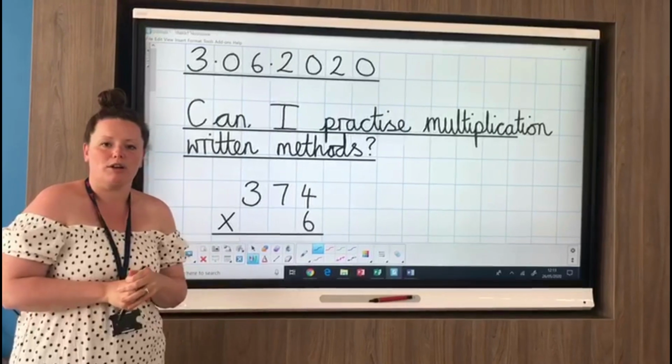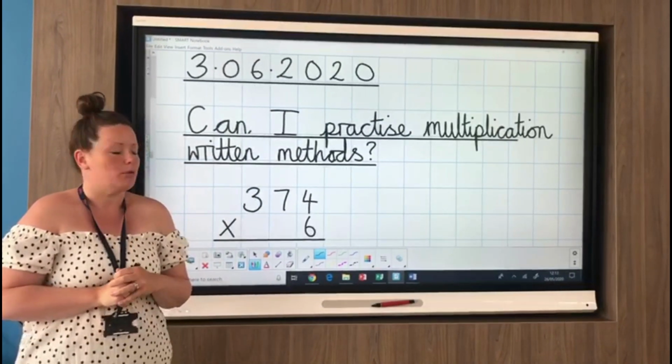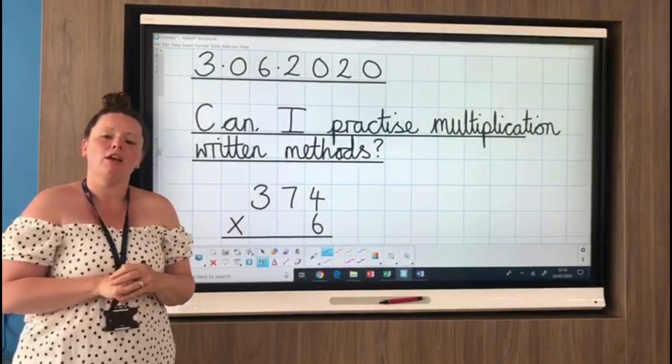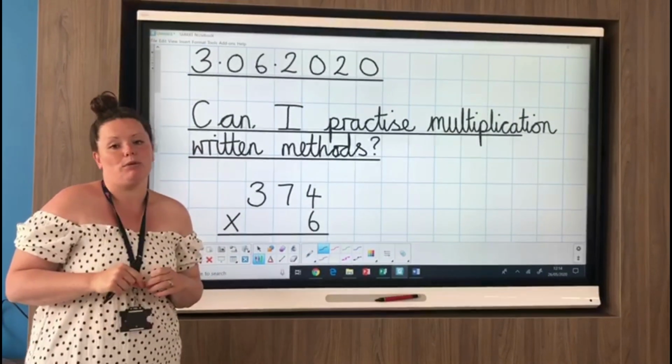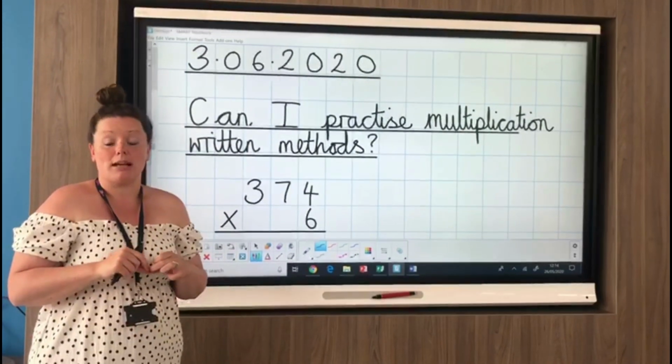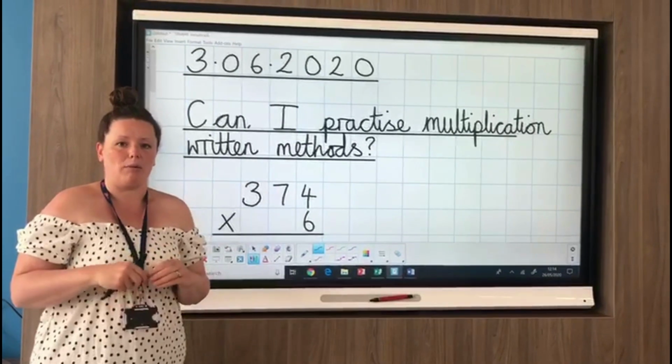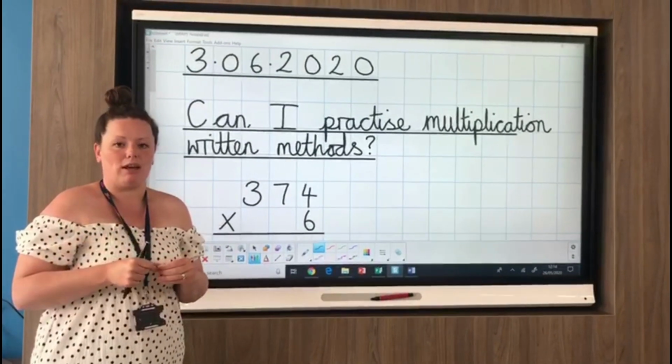So today we are going to focus on written multiplication methods. Hopefully throughout lockdown you have been keeping up with your times table practice on Times Tables Rockstars. If not, get going with that. Remember to keep those ticking over in your head.